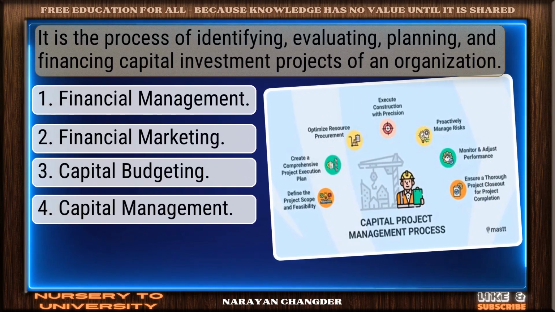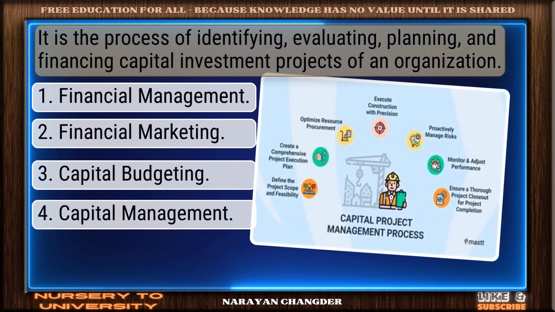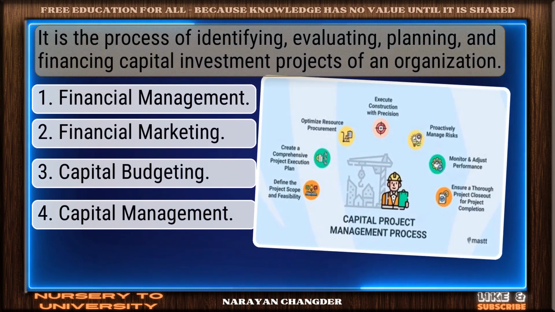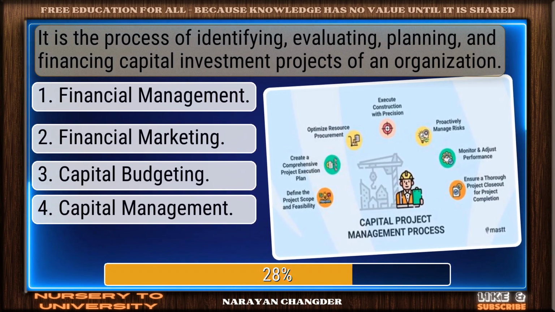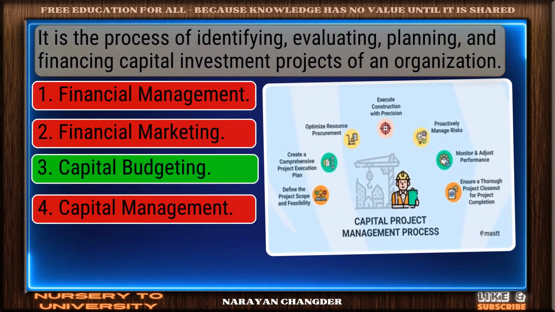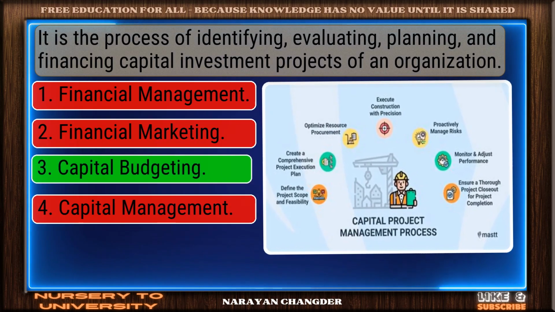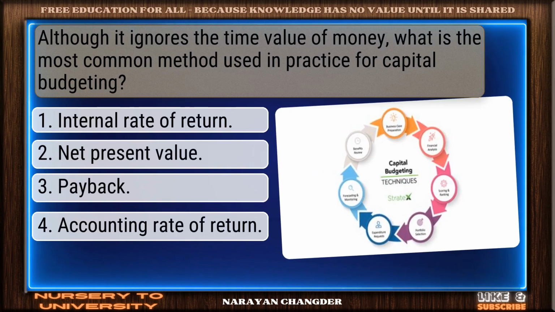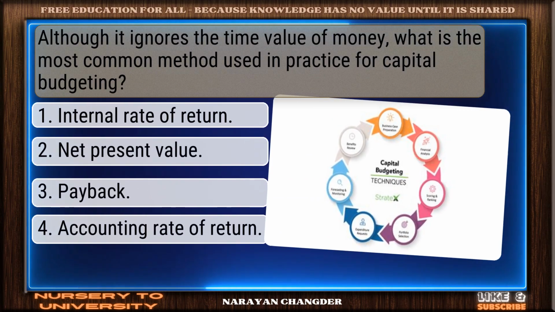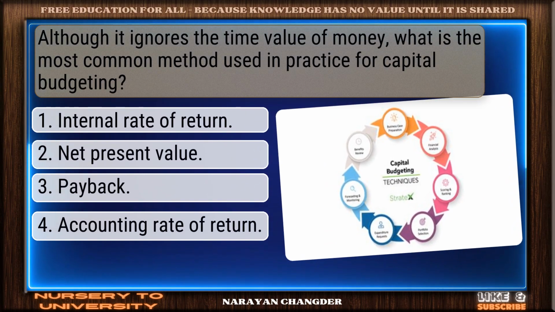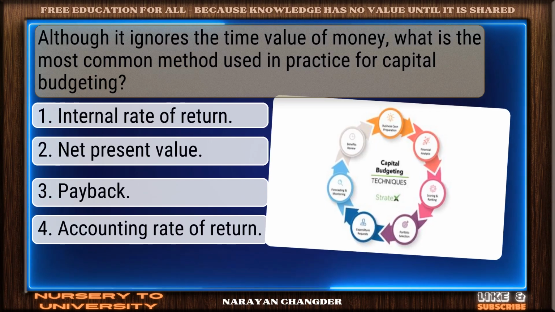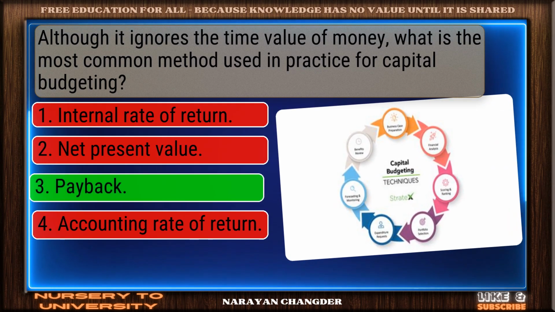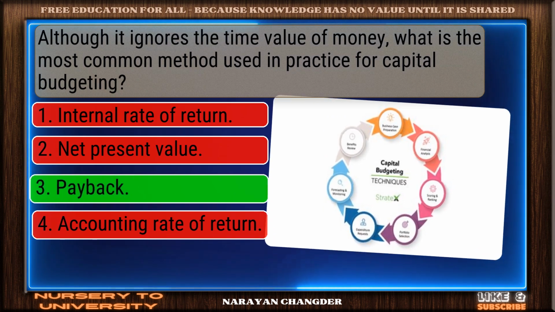It is the process of identifying, evaluating, planning, and financing capital investment projects of an organization. Great thinking. Capital budgeting is the right choice. Although it ignores the time value of money, what is the most common method used in practice for capital budgeting? Right choice. Payback is the best answer.